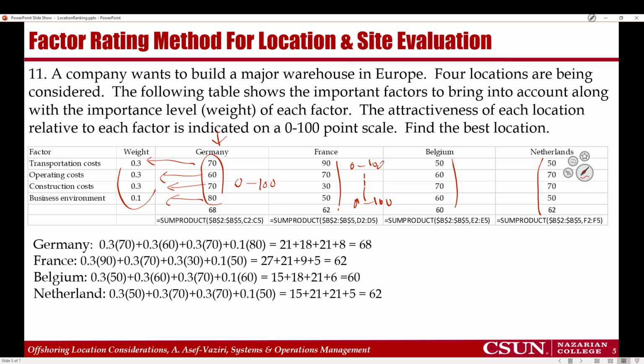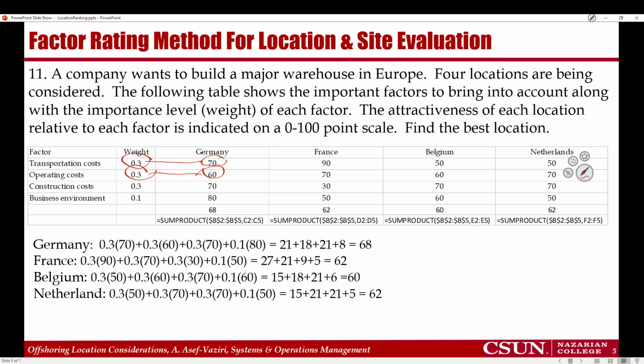And then because the summation of weights is also equal to 1, here we come out with something between 0 and 100, exactly the same as what we did for weighted moving average. For weighted average, multiply score by its weight, multiply score by its weight, multiply score by its weight, multiply score by its weight, and add them up. This is for the first one, second, third, fourth, and out of 68, 62, 60 and 62, the best location would be here.